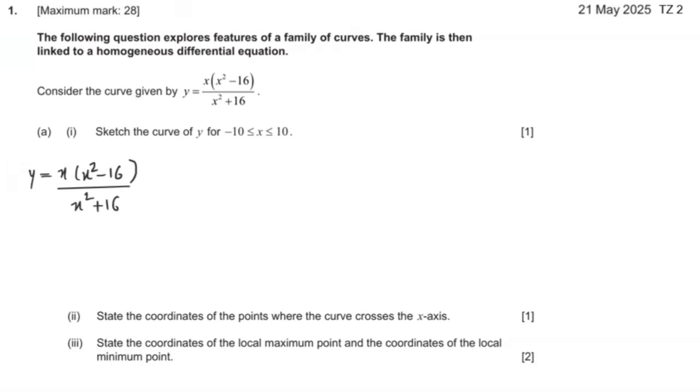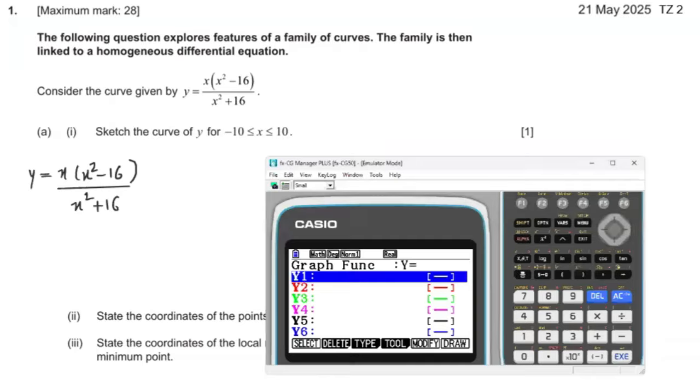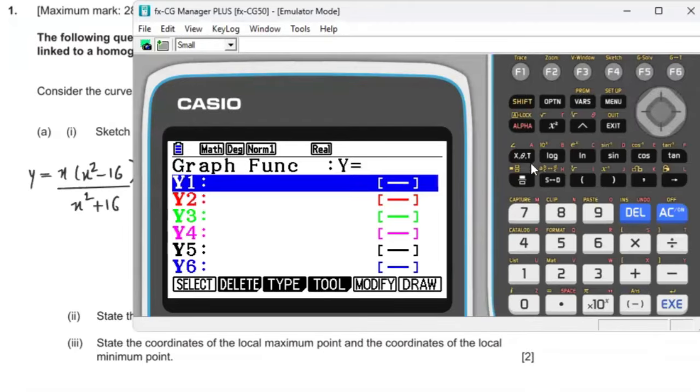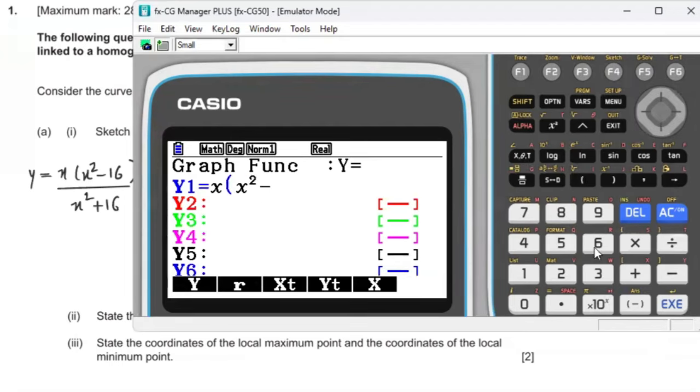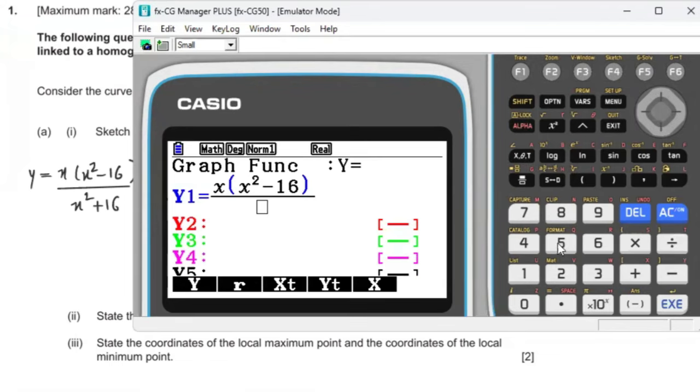Remember that there is a paragraph on top of the exam when you start Paper 3 where they clearly mention you have to use the graphic display calculator, show the key features, show your working clearly, and answer all the questions in the answer booklet, so go over that. I'll be using the graphing calculator to graph this. So this is x bracket x squared minus 16, as a fraction over x squared plus 16.